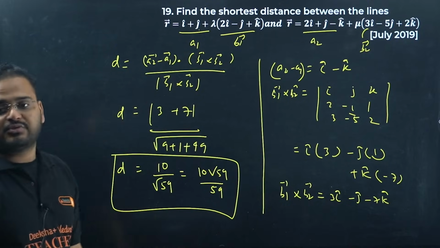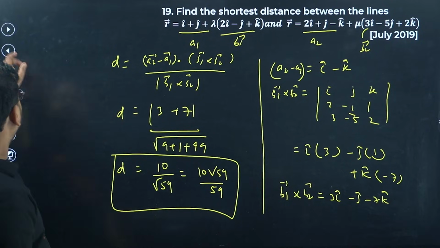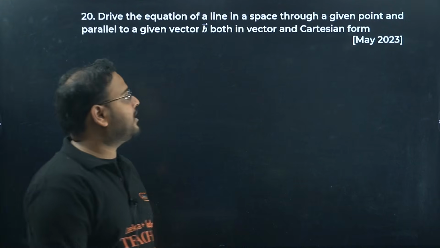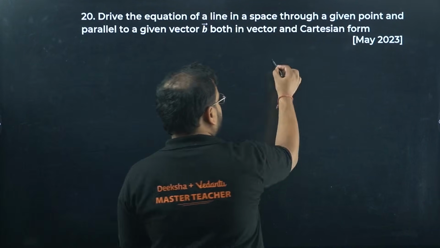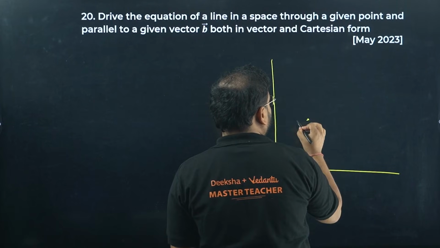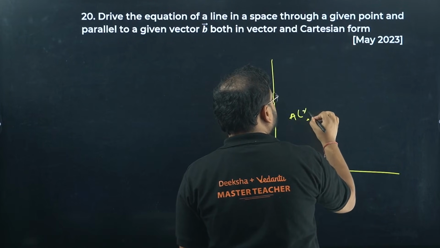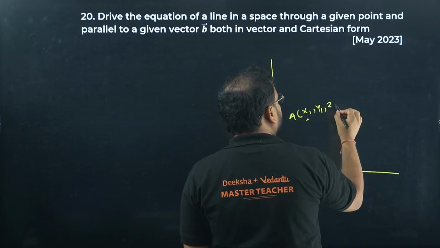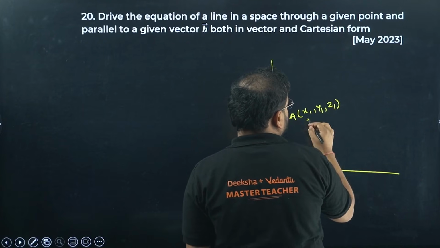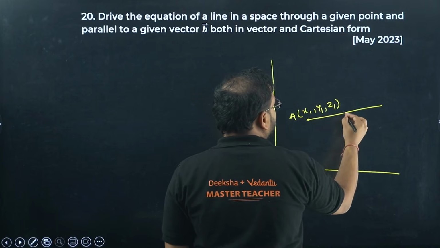Question number 19, please check. Question number 20 now. Derive the equation of a line in space through a given point. So let's say this is the point given over here. This point is A, and the coordinates are x1, y1 and z1. From this point a line passes, and this line is parallel to a given vector B.